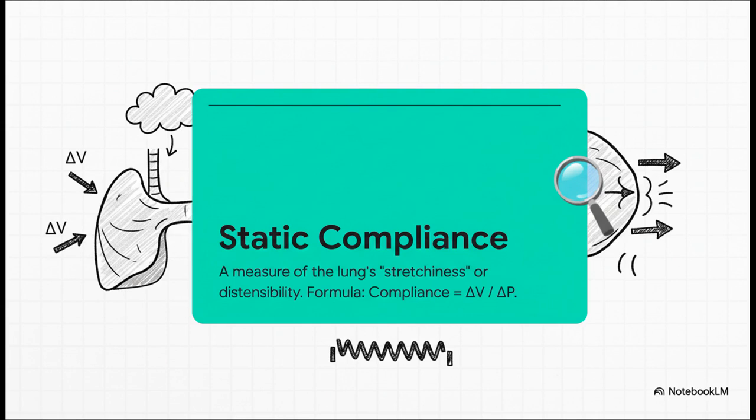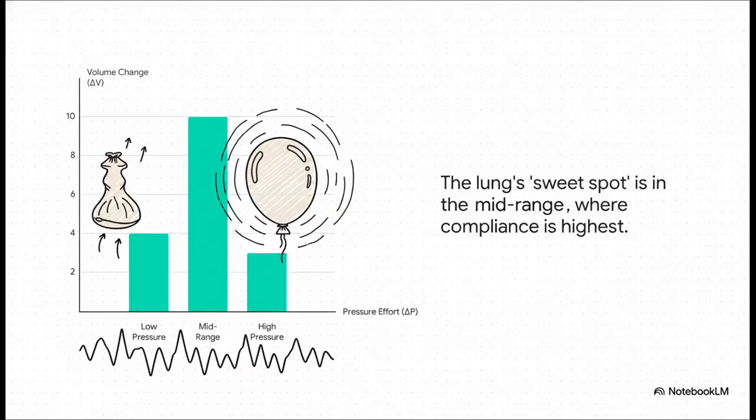And we call it static because we measure it when there's no air moving. But here's the catch. This relationship isn't a straight line. At really low lung volumes, it's kind of tough to get things started. You have to pop open collapsed alveoli. And at really high volumes, the tissues are already stretched to their limit and get stiff. The sweet spot, where you get the most bang for your buck in terms of volume for pressure, is right there in the middle, which is exactly where we do our normal, everyday breathing.